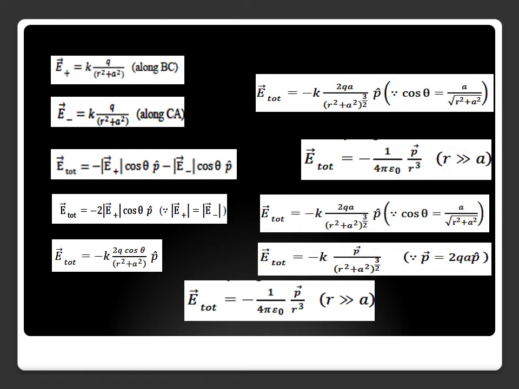Therefore, they substituted it as 1 by 4 pi epsilon naught, p vector by r cube. The condition is when r is very much greater than a. Then a can be neglected, so r squared plus a squared to the power of 3 by 2 becomes r cube. Therefore, you get E total as minus 1 by 4 pi epsilon naught, p vector by r cube. Now, note that the electric field due to a dipole along the axial line was 1 by 4 pi epsilon naught, 2p by r cube, whereas in this case it is p by r cube. That point has to be noted.